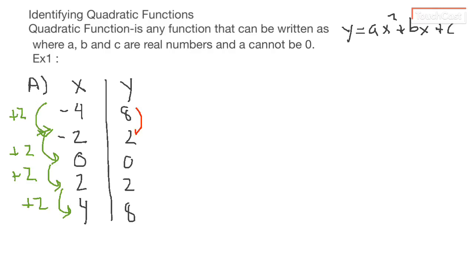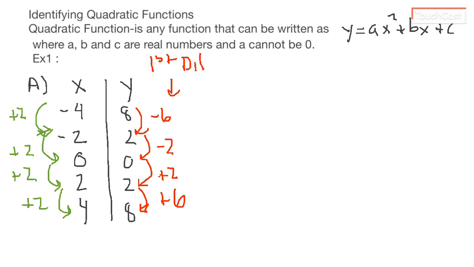So going from 8 to 2, we subtract 6. 2 to 0, we subtract 2. 0 to 2, we add 2. And then 2 to 8, we add 6. So that's not a constant change of y in what we call a first difference. If this was a linear function, the first difference would need to be constant.